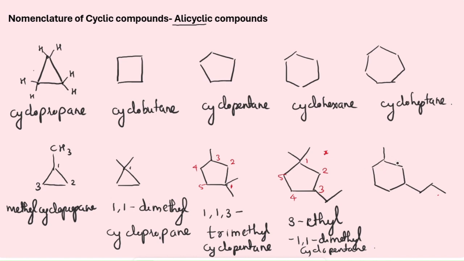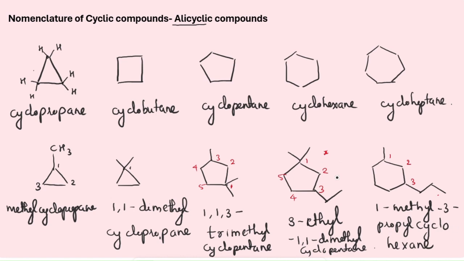Yes. Now, for the last molecule, look at the substituents. So, methyl and propyl, alphabetical priority. Methyl will get the highest priority. Therefore, 1-methyl. Here at the third position, propyl is there. So, therefore, 3-propyl, and there are 6 carbons. Therefore, cyclohexane. Don't forget about the cyclo. It's a cyclic molecule. Therefore, cyclohexane.